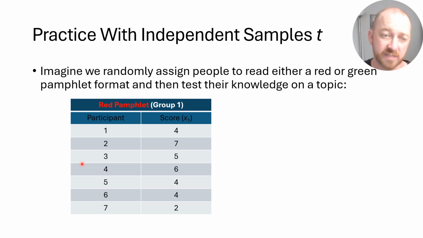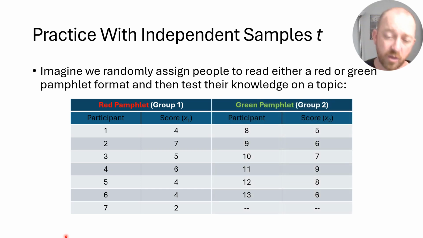We randomly assign these 7 people to read the red pamphlet version. We then have them take a quiz about fire safety and see how they do. And this is their score on fire safety. Then we have other people that we had randomly assigned to the green pamphlet group, and they read that version. So here are those 6 people, and we have them take the same quiz about fire safety to see if they do any better than the people who read the red pamphlet group.